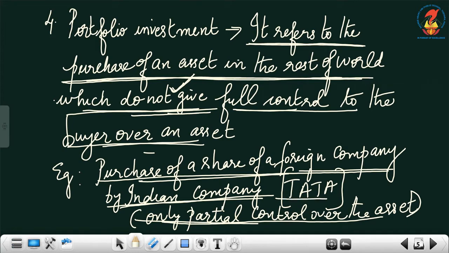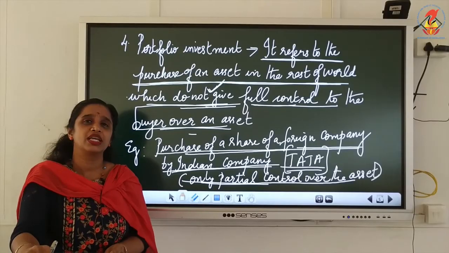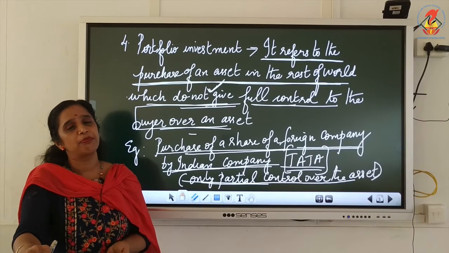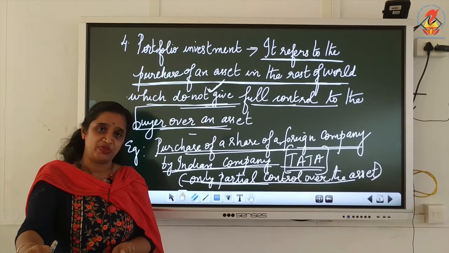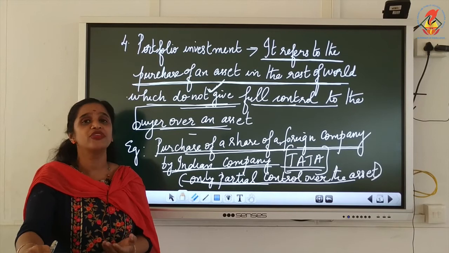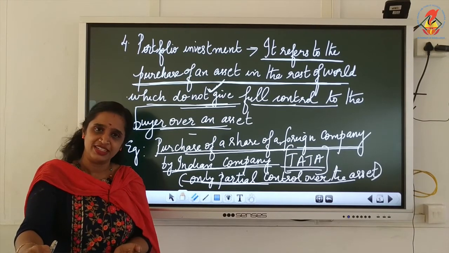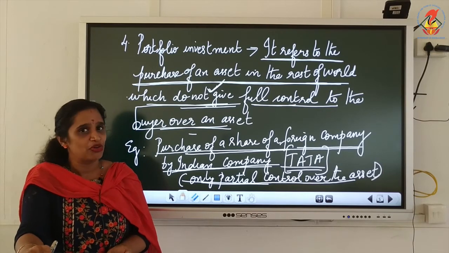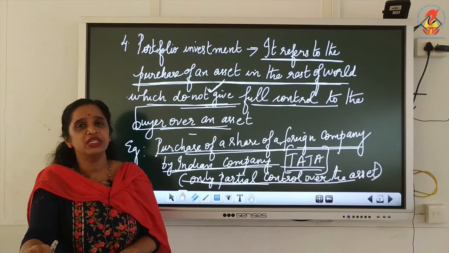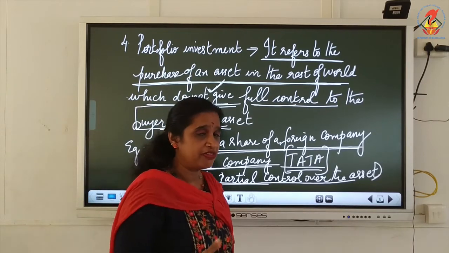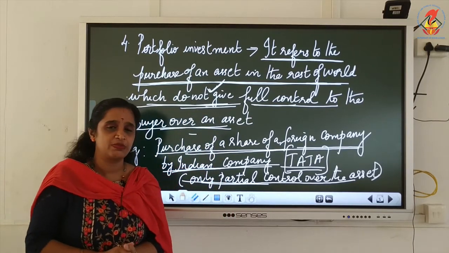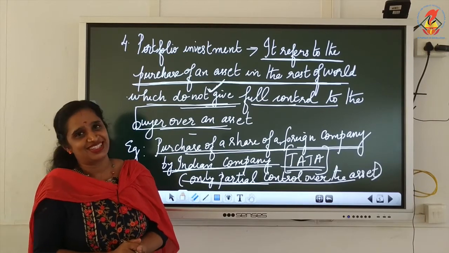Example: Tata has been involved in portfolio investment. It has a share in the foreign company. So, that can be considered an example of portfolio investment. It gives only partial control, not full control, but there is partial control and it is an asset for the Indian company. This is known as portfolio investment. I hope it is clear to you. So, portfolio investment as well as foreign direct investment can cause a change in the asset.